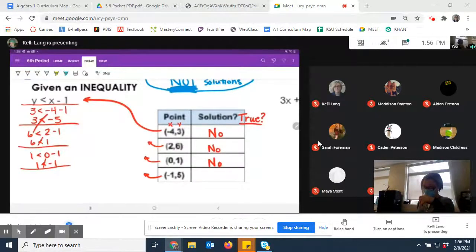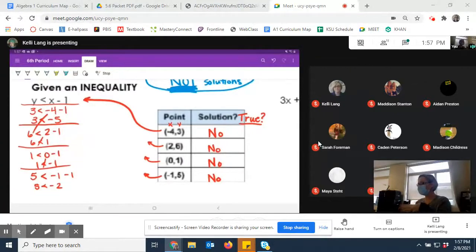Because we'll see even in our last one, when we plug 5 in for y and -1 in for x, we get 5 is less than -2. That's also not true. So this is just straight no's. No, no, no, no. None of these are solutions to this equation.